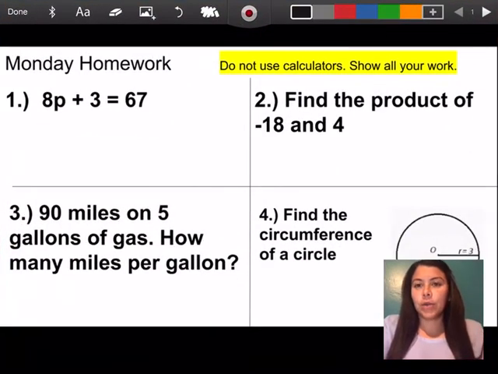So today I'm going to go over our math homework. On Mondays, I will go over Monday's homework so that way you have an example of how to continue to do the homework for the rest of the week.